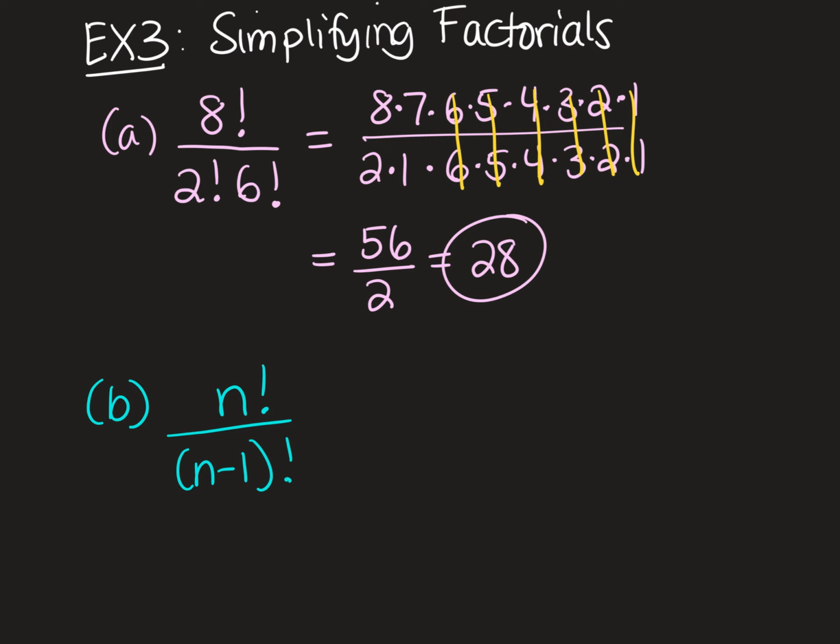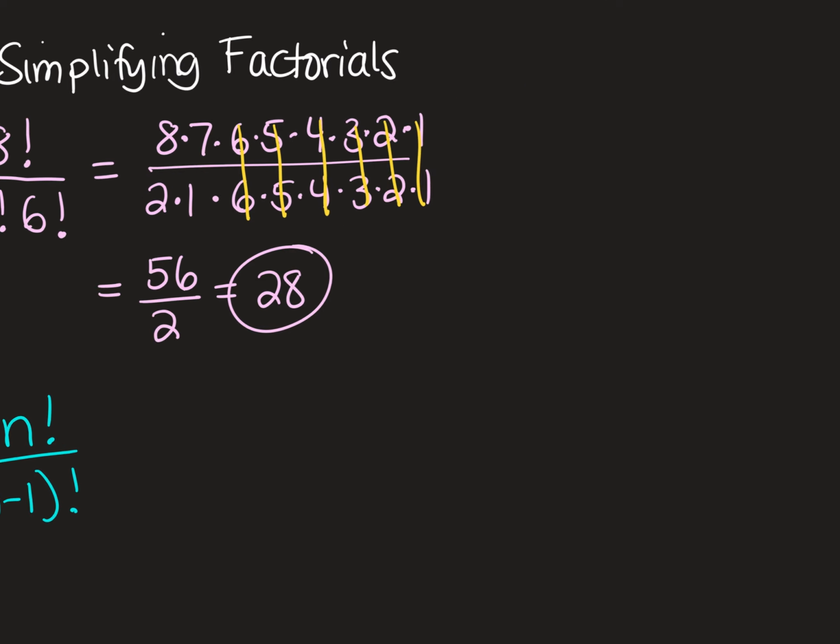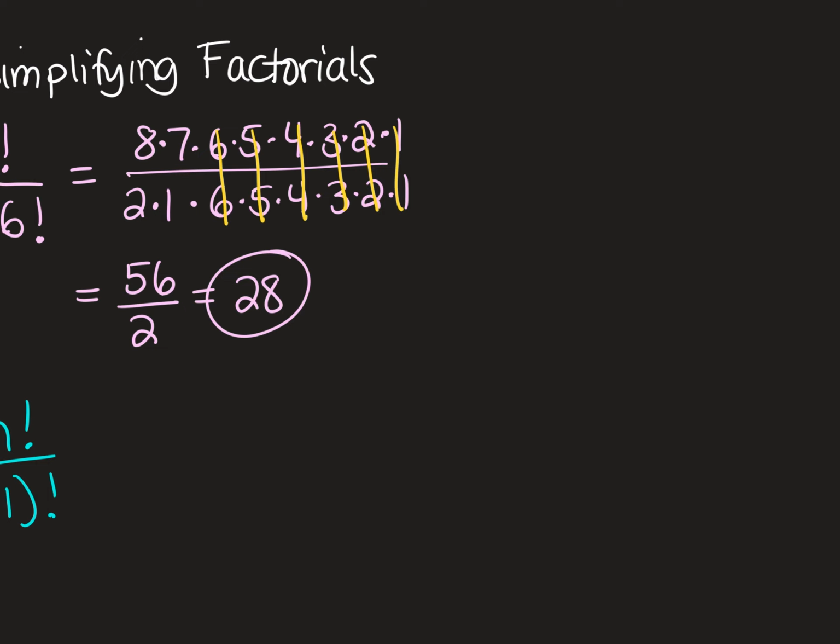Now I want you to think about when I wrote out 8 times 7 times 6 times 5 times 4 times 3 times 2 times 1, I could have written it like this. I could have written it as 8 times 8 minus 1 times 8 minus 2 times 8 minus 3, all the way down to 1. Right? Because 8 minus 1 gives me 7, and 8 minus 2 gives me 6. Do you see that?